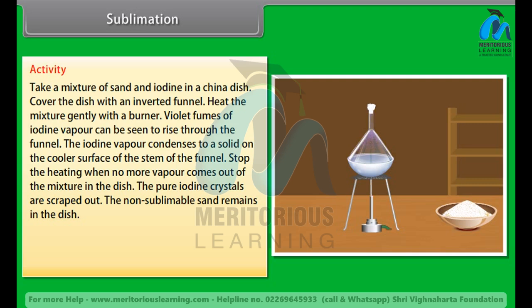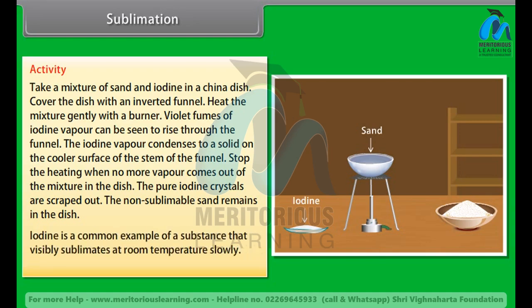Now stop the heating when no more vapor comes out of the mixture in the dish. The pure iodine crystals are scraped out. The non-sublimable sand remains in the dish. Iodine is a common example of a substance that visibly sublimates at room temperature slowly.